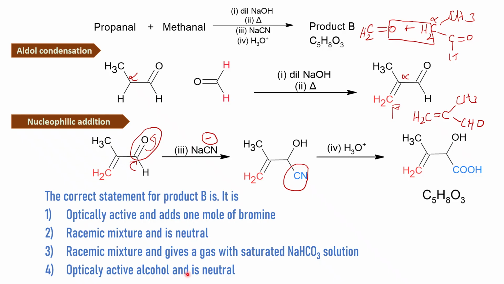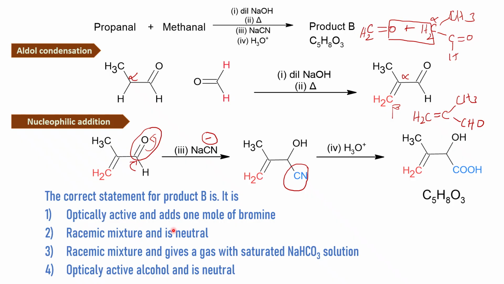The second and fourth can be ruled out because they say that the product is a neutral molecule. In this case, it is not a neutral molecule, it's an acidic molecule. So these two options cannot be considered. It is there to confuse, because a nitrile can form an amide. If it was an amide, then this product would be a neutral product. So we know that 2 and 4 are absolutely ruled out.